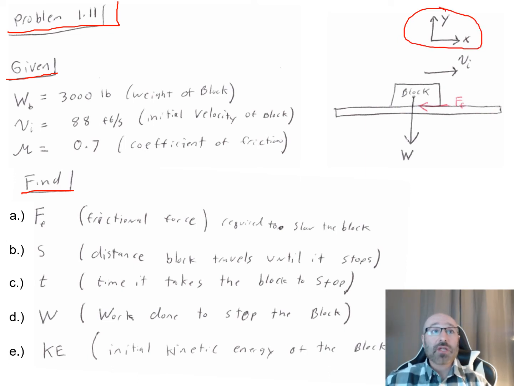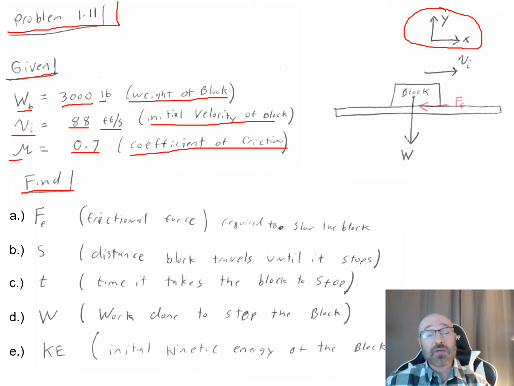So the given information, again, has 4 pieces of information within each of these: the variable, the numerical value, the unit, and how it relates to our problem. So we have W sub B, which is the weight of our block, which is 3,000 in units of pounds. And I've written down here this is the weight of the block. Then I have my initial velocity of the block, V sub I, is equal to 88 feet per second. And the coefficient of friction, or mu, is equal to 0.7, which is unitless.